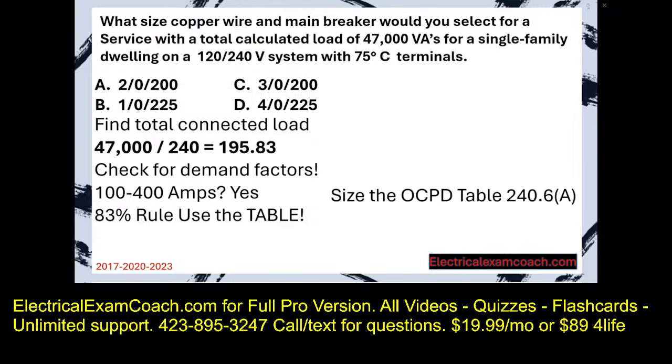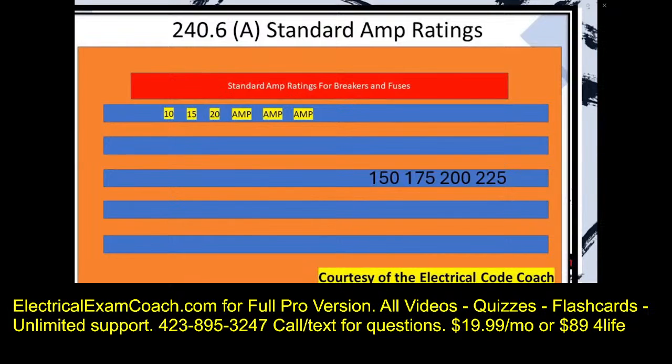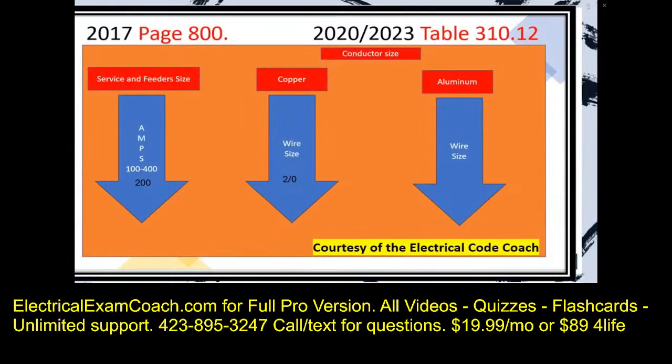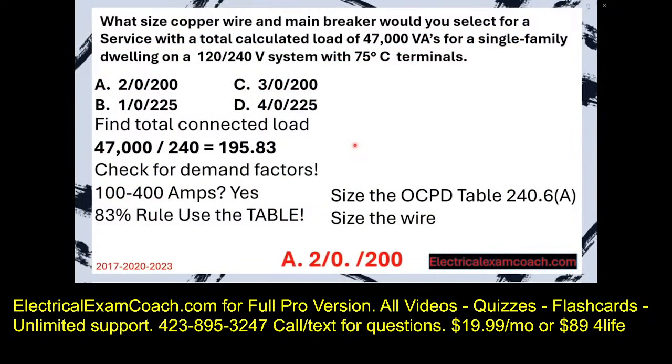Step 1, we're going to size our overcurrent protective device. And we're going to head to table 240.6(A). We have a 196 amp known load. We're going to choose the next size up and put it on a 200. Now we can use our cheat sheet table. When we head there, we're going to size the wire. Step 1, we're going to be on the left-hand side and find our size breaker. Then we're going to come over to the copper column because that's what it requested. And we're going to find that we need to put it on a 2-aught. And in this case, we would have 2-aught copper on a 200 amp service. Great job.